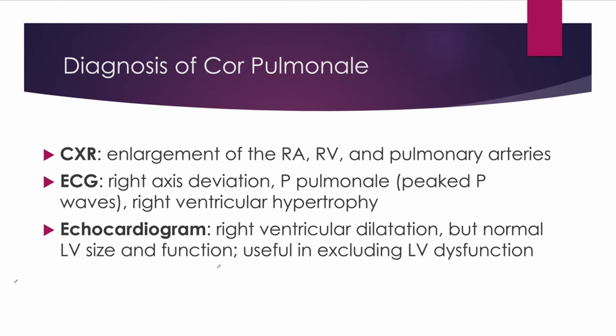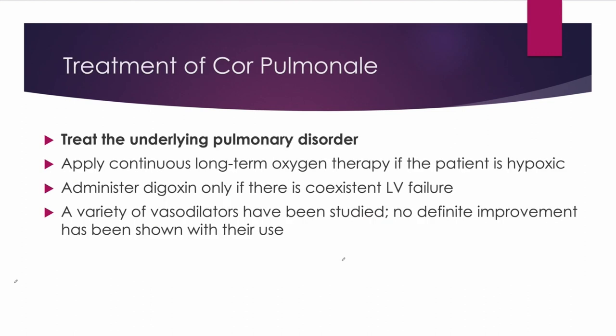How do we diagnose it? Pretty much the same way we're diagnosing pulmonary hypertension. Chest x-ray, we'll see enlargement of the right atria, right ventricle, pulmonary arteries. EKG, we're going to see the same things, right axis deviation, right ventricular hypertrophy. And echo, we're going to see right ventricular dilation, but normal left ventricular size because it's not due to left-sided heart failure. That helps us exclude that as well.